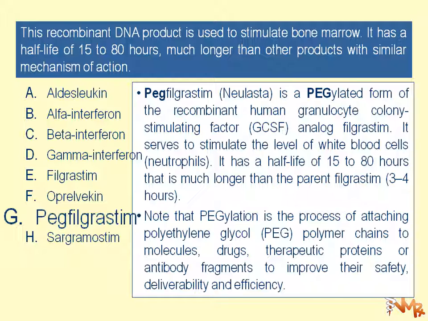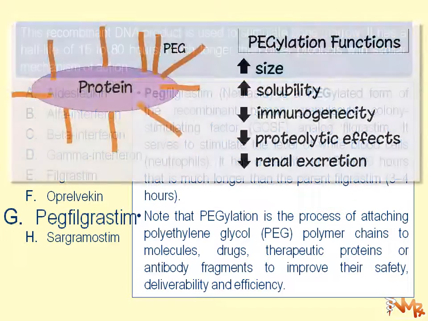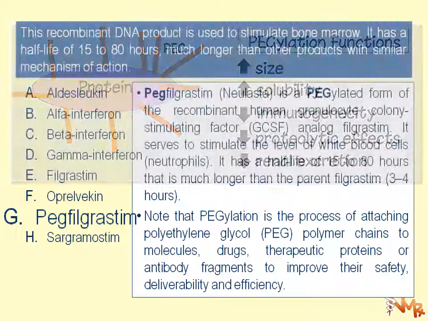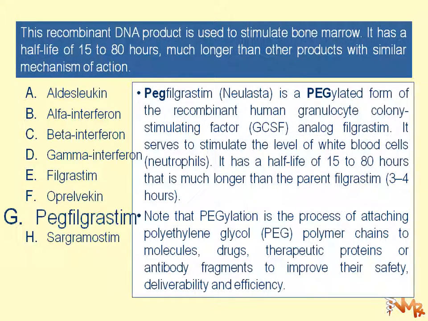The brand name of it is Neulasta, a pegylated form of the recombinant human granulocyte colony stimulating factor, an analog of filgrastim. It serves to stimulate the levels of white blood cells or neutrophils. It has a half-life of 15 to 80 hours, that is much longer than the parent filgrastim that has only a half-life of 3 to 4 hours. I want you to also note that pegylation is the process of attaching polyethylene glycol, PEG, polymer chains to molecules, drugs, therapeutic proteins, or antibody fragments to improve their safety, deliverability, and efficiency.